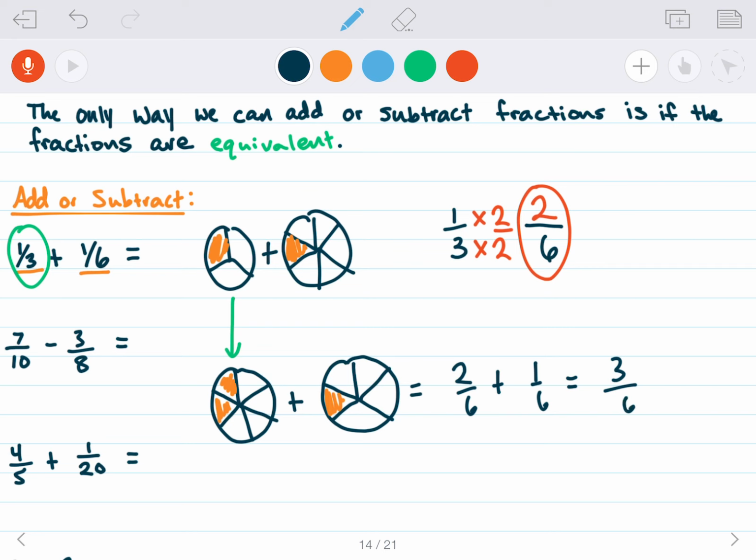And I can simplify this. I can get a smallest equivalent fraction. And the way that I do that is I can divide top and bottom by the greatest common factor, the biggest number that we can think of that divides both 3 and 6, and that number is 3. So if I divide top and bottom by 3, I'm going to get 1/2. And this is my fully simplified answer here.